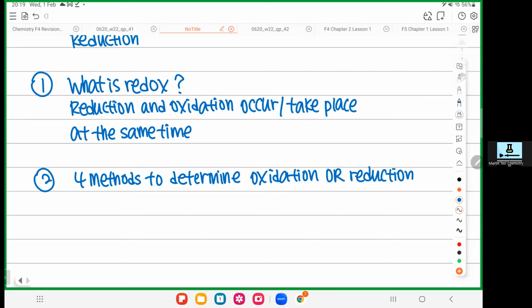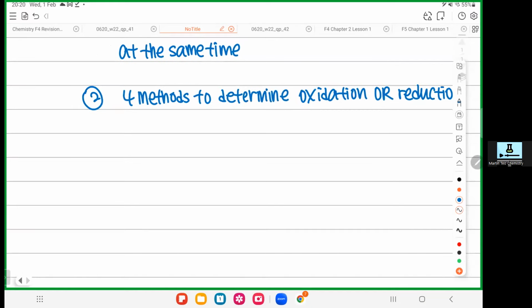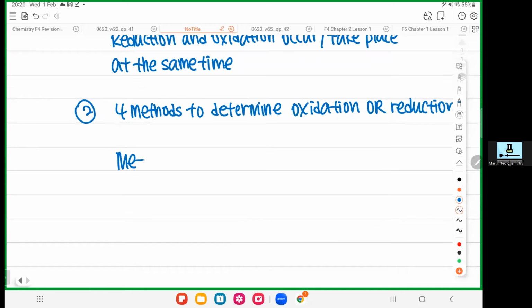So how am I going to know whether this chemical process is oxidation or reduction? Let me teach you a very simple way, and then we will do some past year questions directly so you know how to apply. So let's look at it. There is a very important table for you. This is the method, and we have four methods.